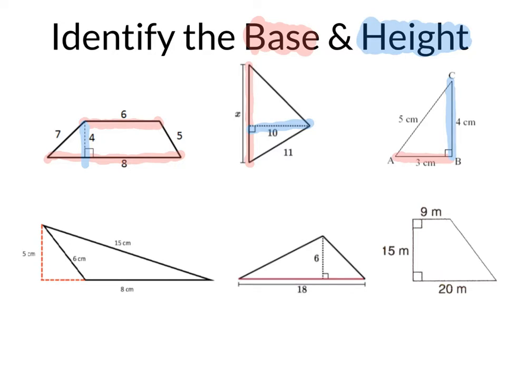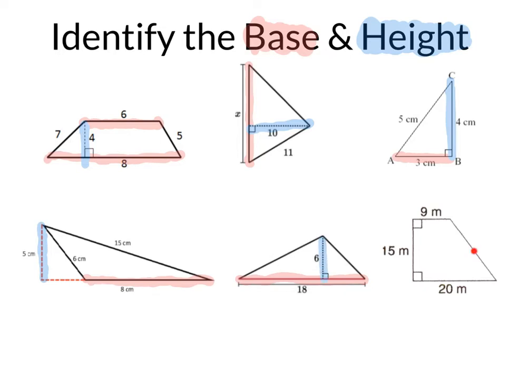So our base is still the same. It's the bottom that makes that right angle. And our height is not actually going to be a part of the triangle. It's going to be outside. Moving on to the next triangle right here. Remember, our base connects with the height, which is right here, to make that right angle. So our base in red at the bottom, and our height is going to be in blue.